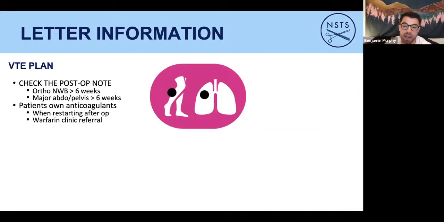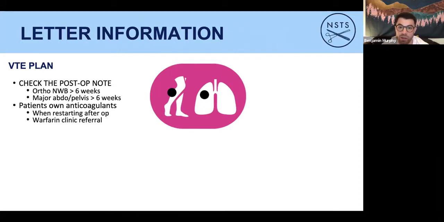Next, the VTE plan. This is really important in surgery especially. So make sure you check the post-op note. That will often give you the instructions if you can actually read them. If someone's non-weight bearing, for example, after an orthopedic operation, commonly on ankles, then they'll need 6 weeks to go home with, or any major abdo-pelvis operations, any big resections for cancer, they'll often need 6 weeks as well.